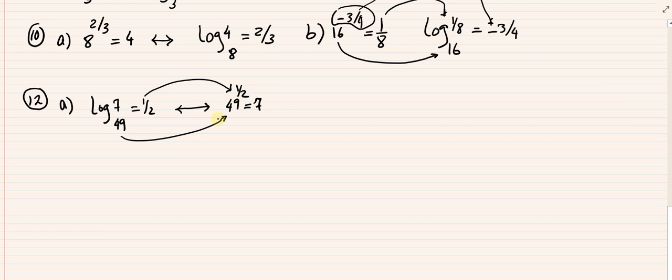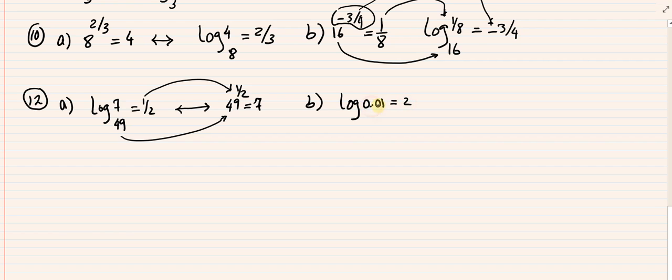Okay, and there you go. We're done with this one. 49 to 1/2 is 7. So that's like the square root of 49. That was part A, and in part B we have log of 0.01 equals 2.